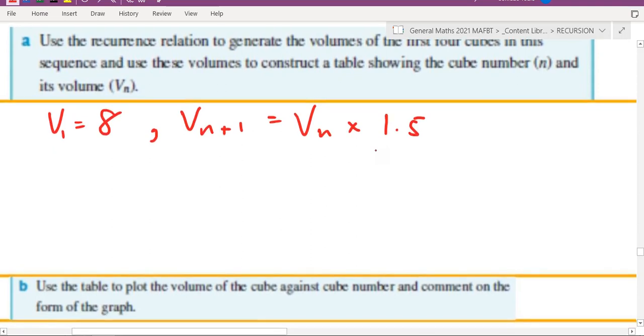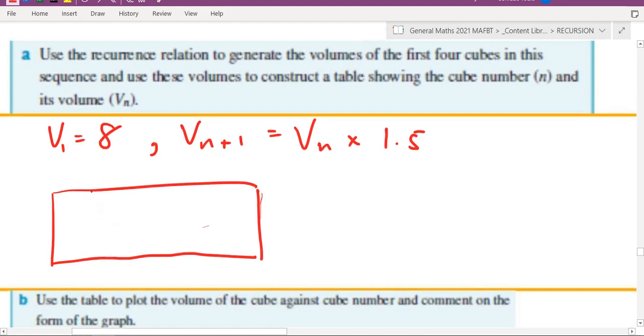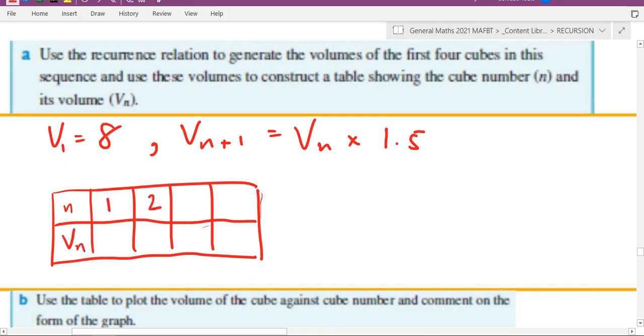So let's just generate the first 4 volumes. In this case, it does tell you to use a table. Okay, let's use the table for it. All right, so make your table of values. You only need the first 4, according to this. So this can be n, and this is Vn. So number 1, 2, 3, and 4.